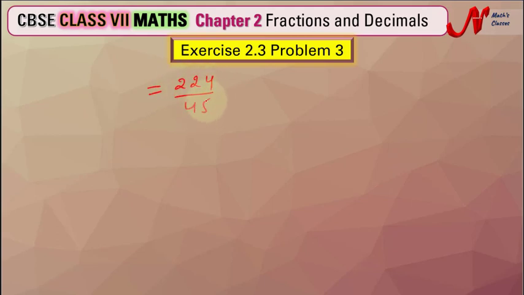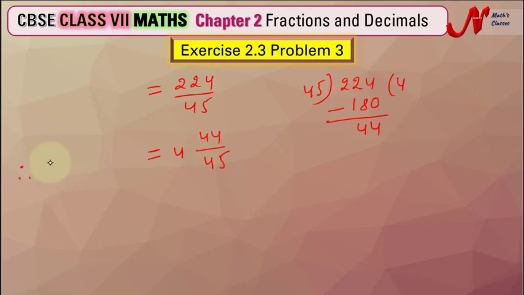224 by 45 is an improper fraction. We can convert it into a mixed fraction by dividing 224 by the denominator 45. 45 4s are 180. By subtracting, we get 44. So 224 by 45 can be written as 4 44 by 45. Therefore 6 2 by 5 into 7 by 9 is equal to 4 44 by 45.